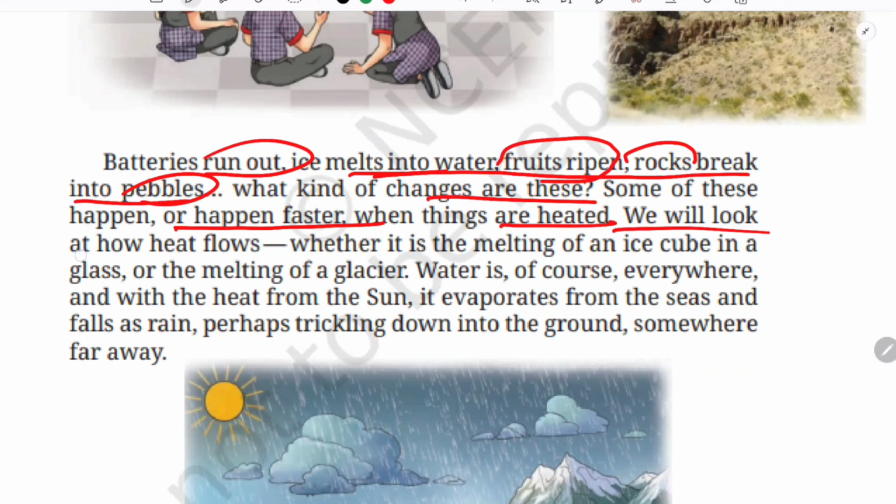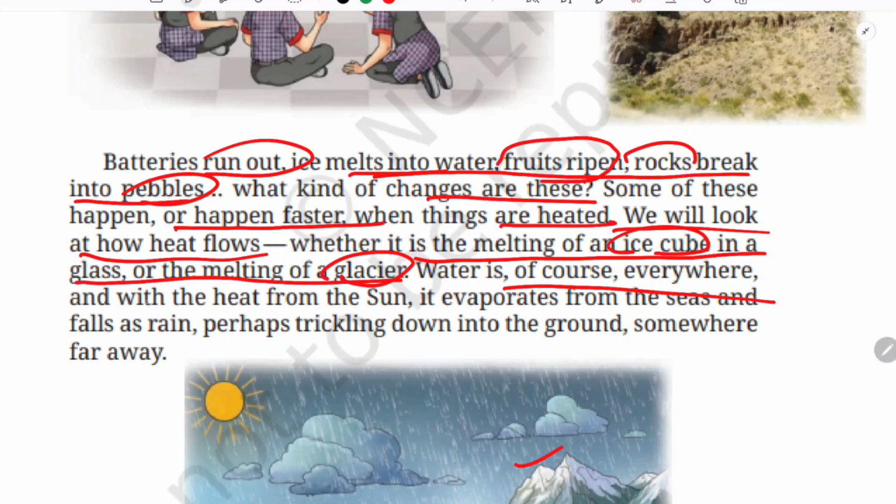So we will look at how heat flows, whether it is the melting of an ice cube in a glass or the melting of a glacier. We will be understanding how this heat flows. We will be talking about the melting of an ice cube in a glass, or the melting of the glaciers which are there in the Himalayas, isn't it? The places which are covered with snow all the time. And when there is more heat, especially during the summertime, what happens? The glaciers start melting, and that is why we are experiencing so much climate change, isn't it?